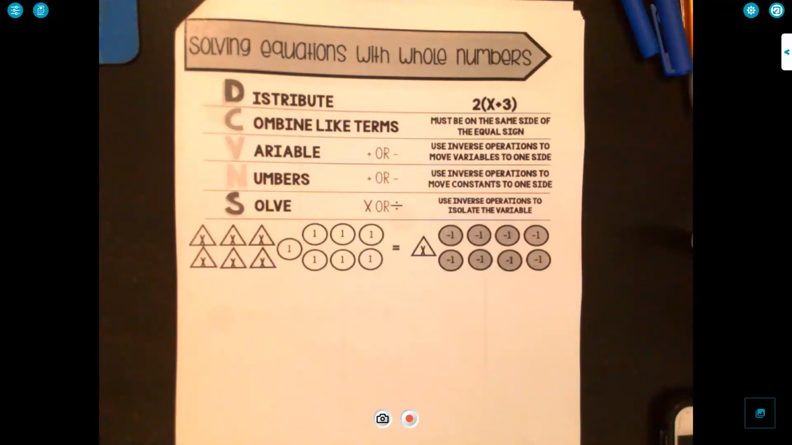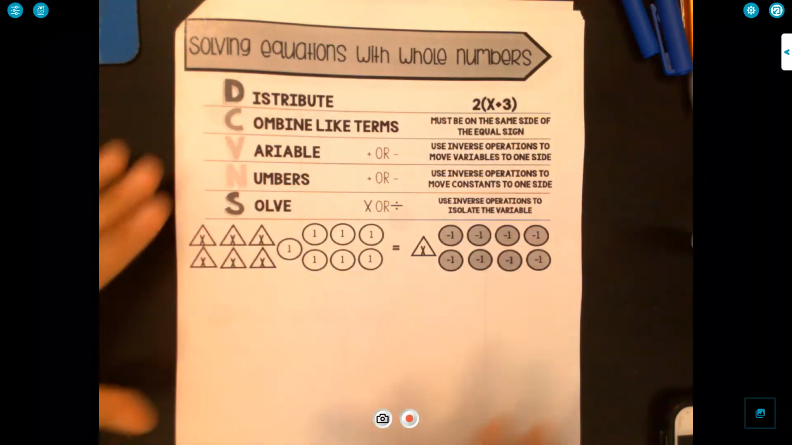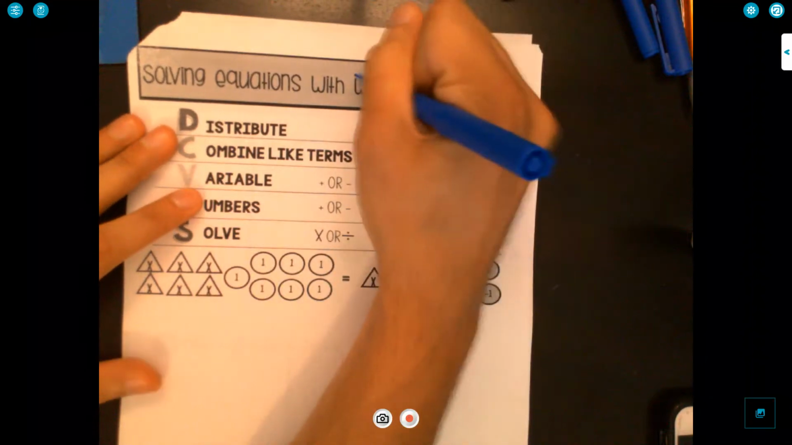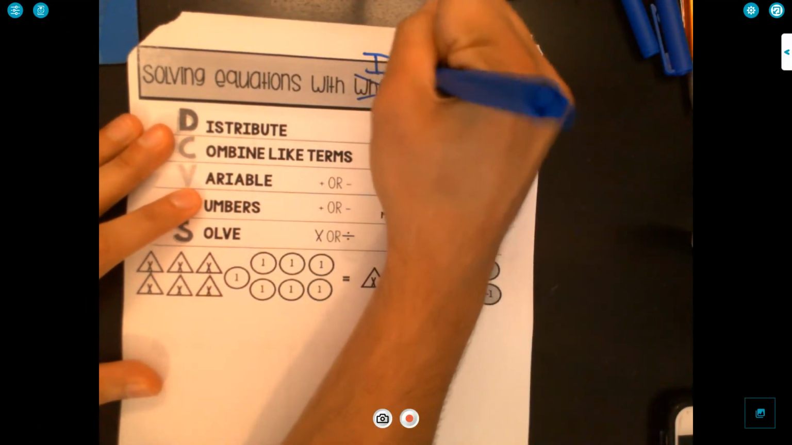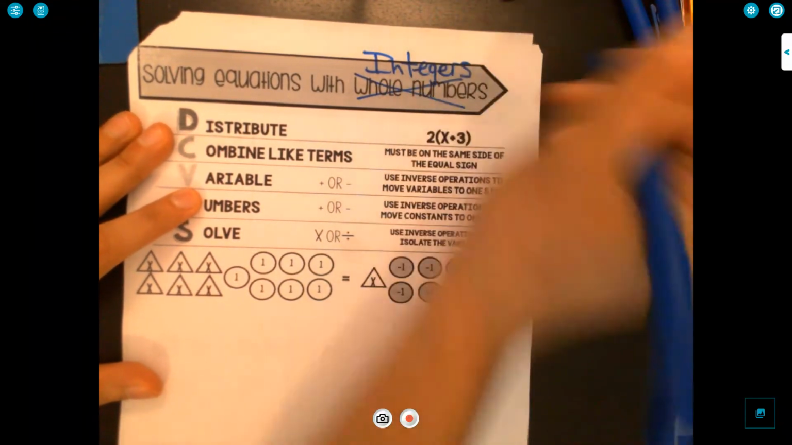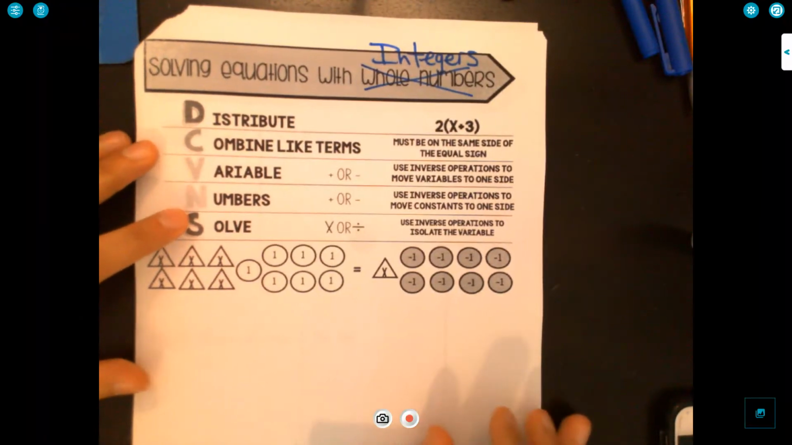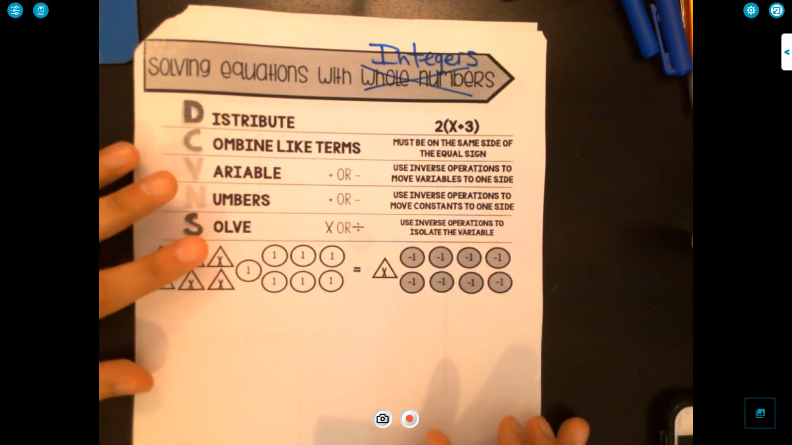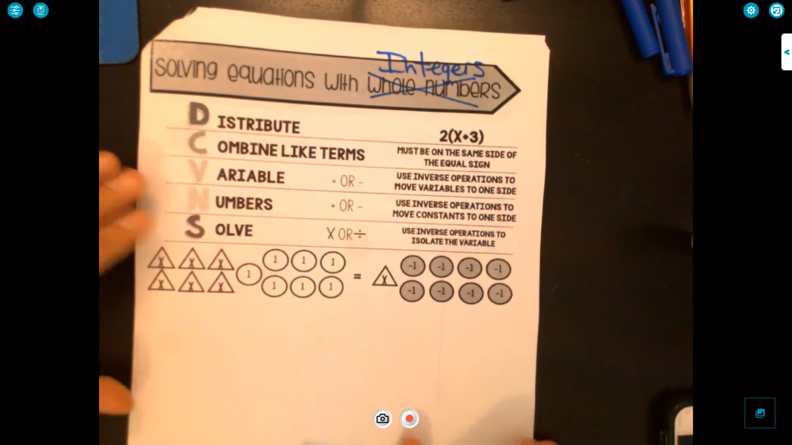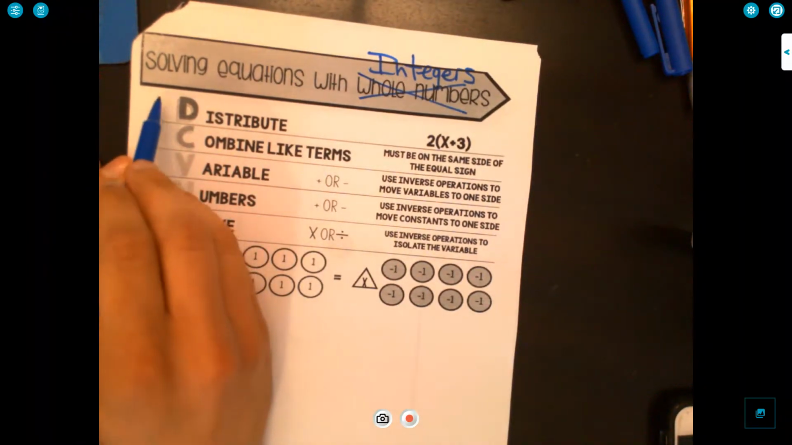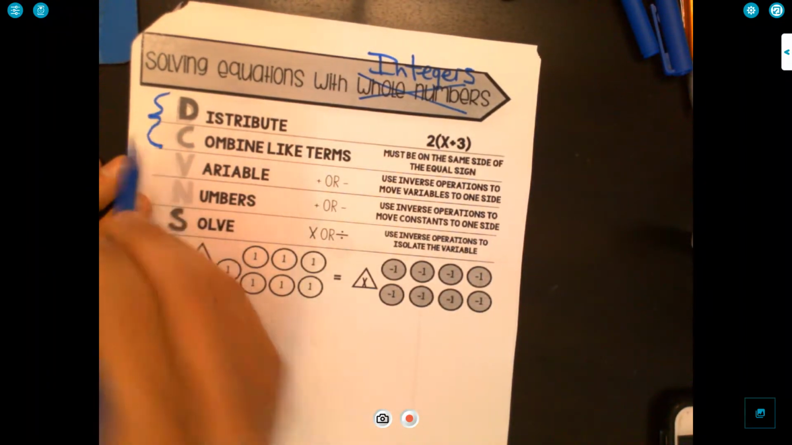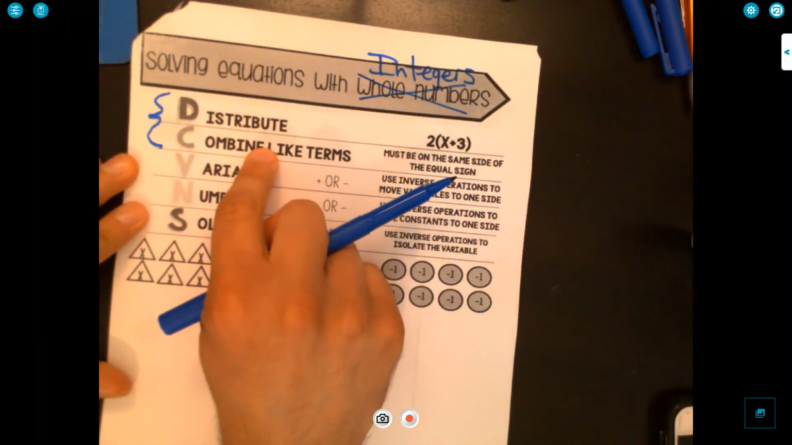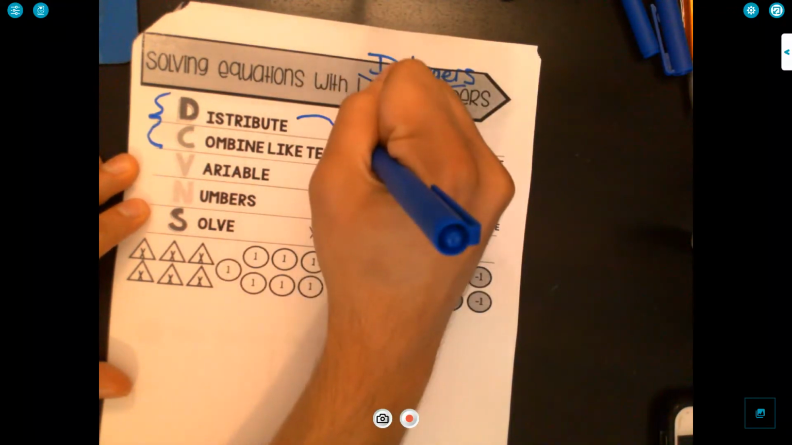So this video lesson is going to be over solving equations with whole numbers. Of course, actually it should say integers, solving equations with integers, because you are going to be presented with negative whole numbers as well. All right, so in the last lessons, we learned how to distribute and combine like terms through simplifying. So remember, this was called simplifying.